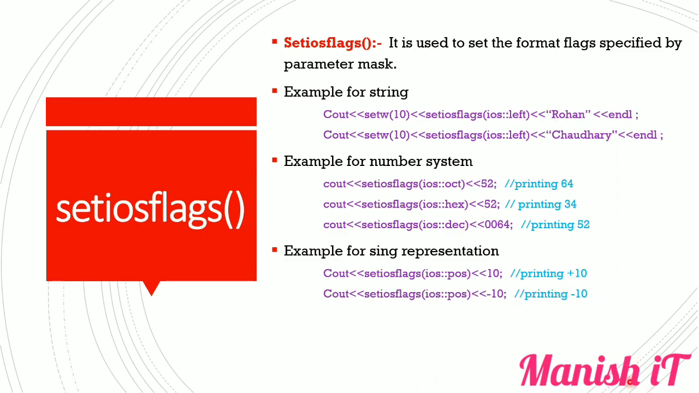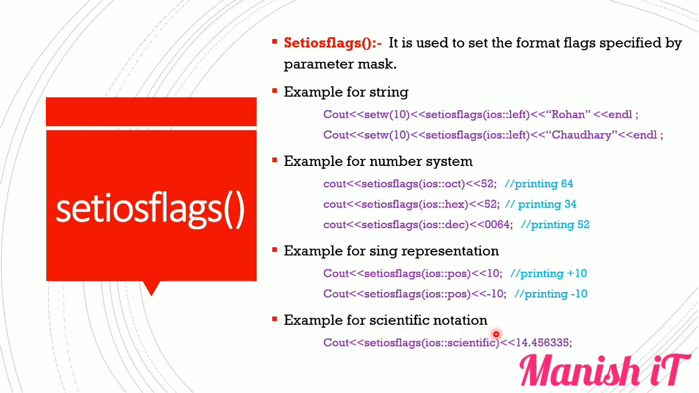But here I have written a negative number, so one important thing is that it does not add a sign to negative numbers. That's why it simply prints the negative number as it is. Next, it is also used in scientific notation. So see, cout with the set ios flags and the scientific manipulator are used, and I simply want this.